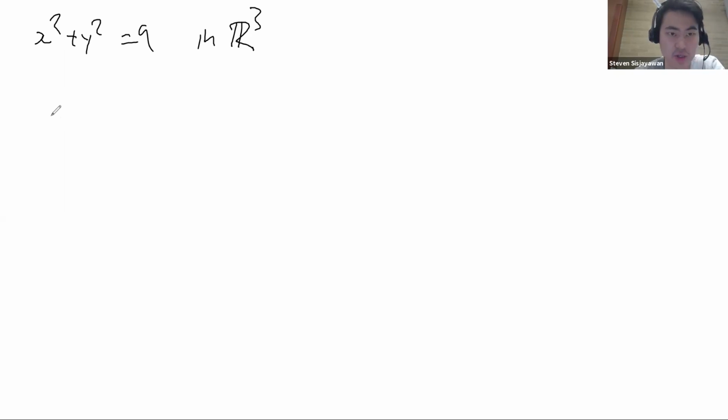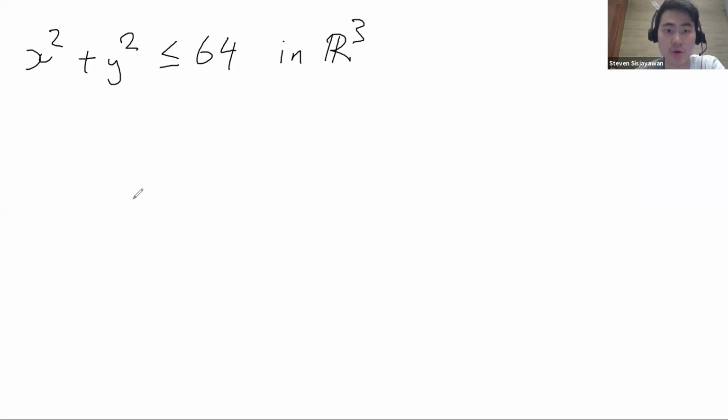So let's say we're given this inequality. Let me just clear this up. Let's say I'm dealing with the inequality x squared plus y squared is less than or equal to 64, and we're going to specify this in R3, so the context is R3 space. First of all, I'm going to draw that out. Again, just going to draw out the coordinate axes of x, y, and z, and remember the right-hand rule for where your x and y are supposed to be situated.